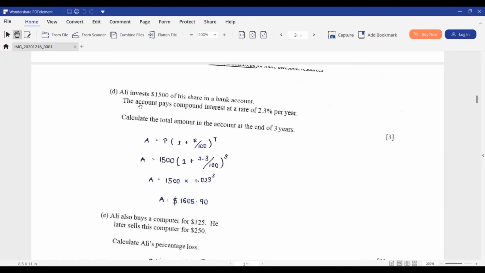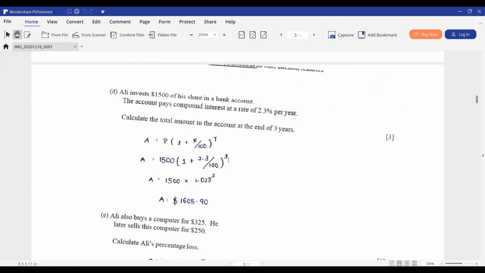One thing we must note about the compound interest formula is that it gives you the combined answer. Basically, it takes the principal combined with the interest rate and spits out the answer. So we're first going to write down the formula of compound interest, which is P open bracket 1 plus R over 100 close bracket to the power T. P is principal, R is rate, T is time. So we're just going to substitute the values. So P is 1,500. So 1,500 open bracket 1 plus rate, which is 2.3, so 2.3 over 100 close bracket cubed.